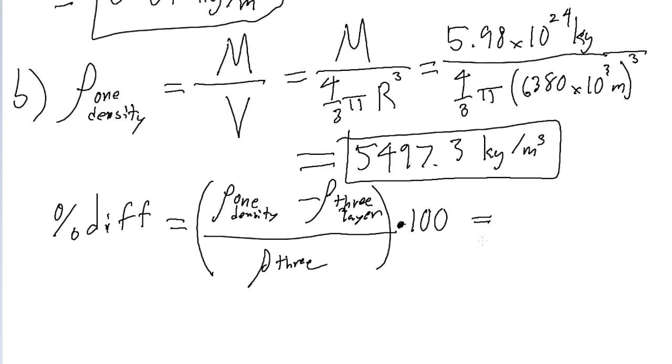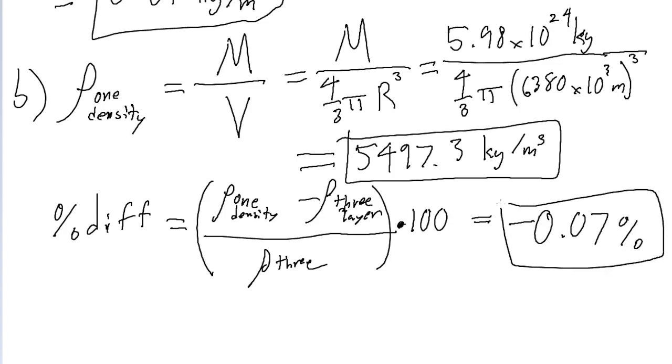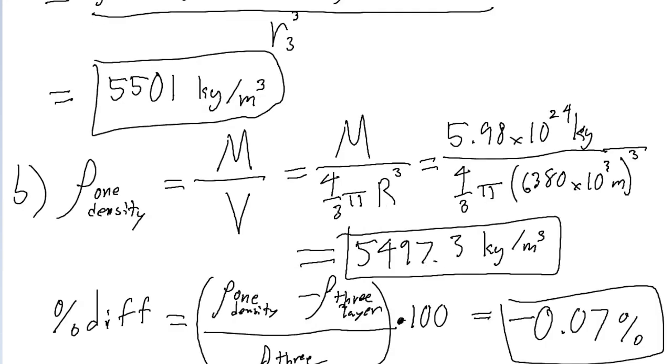So we just put in the numbers we have earlier into a calculator, and then you should get a value of about negative 0.07%. So again, very, very small difference. Both methods work pretty well to give us a fairly reasonable estimate. But yeah, that's it for the problem.